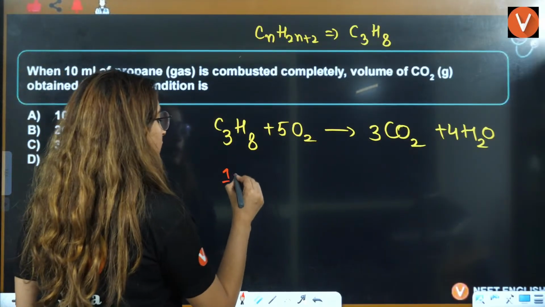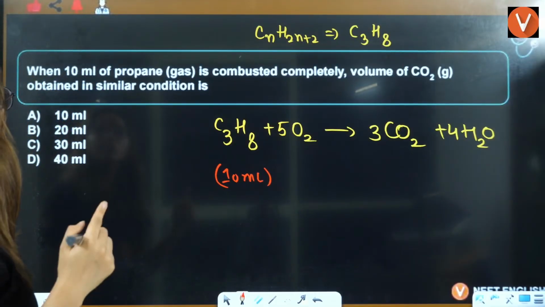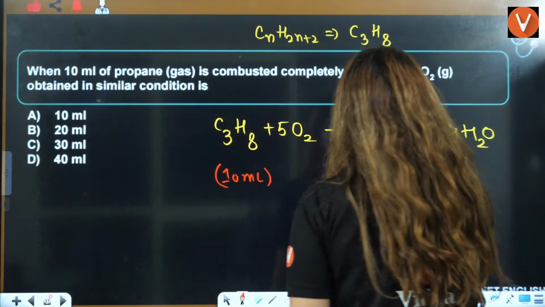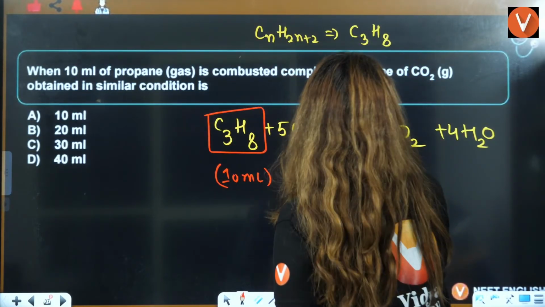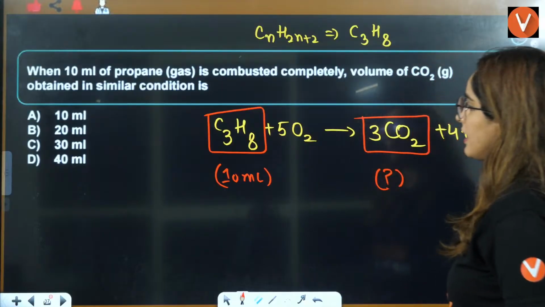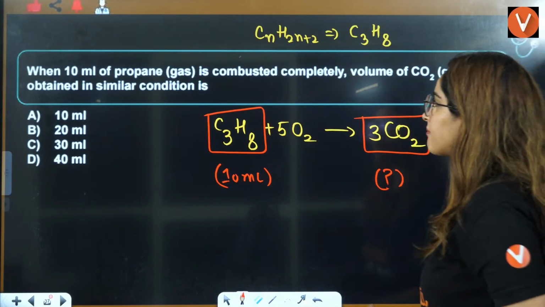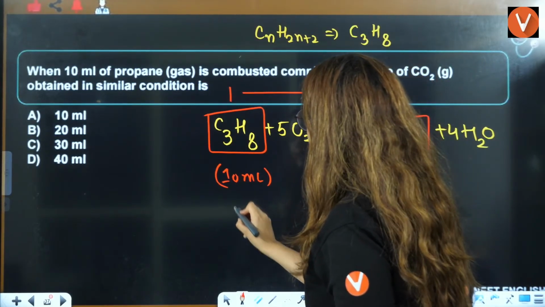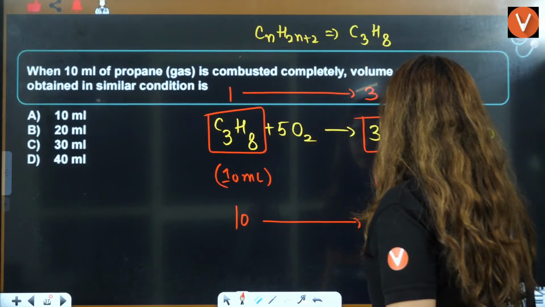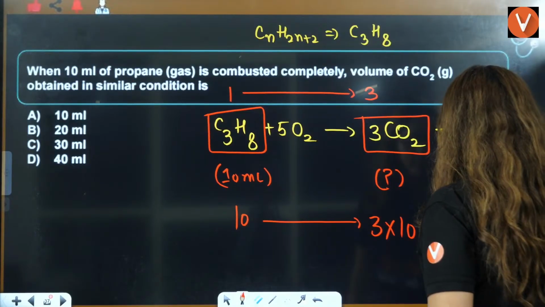This is 10 milliliter. Complete volume of CO2 gas obtained. See, this is also gas, this is also gas. If 1 mole is giving you 3 mole, that means 1 volume is giving you 3 volume. Then 10 will give you 3 into 10, that is 30 milliliter.